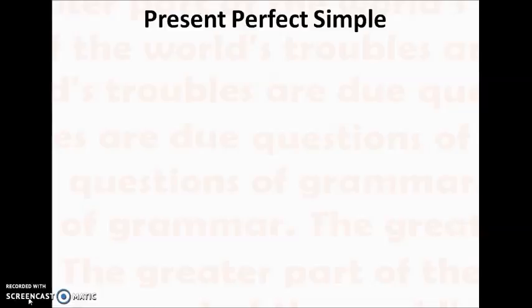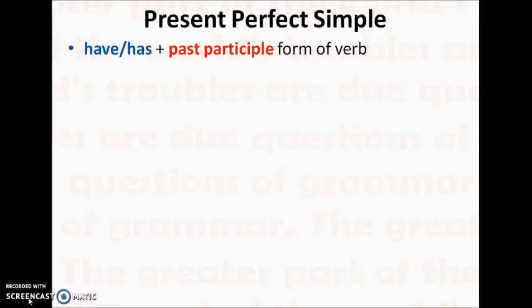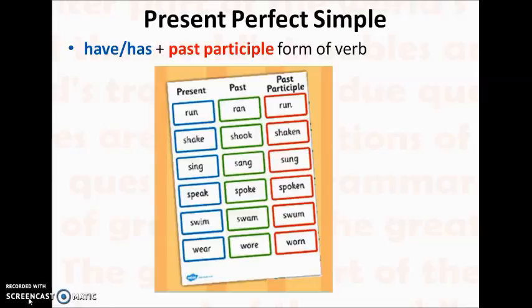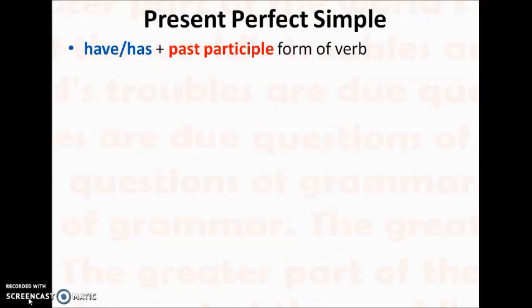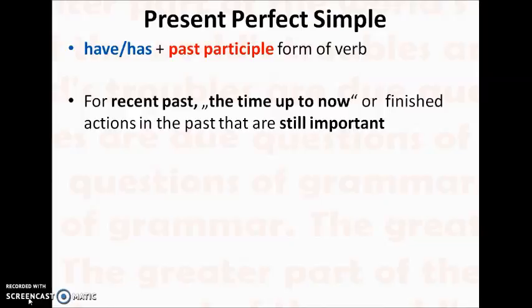We can also express past actions using the present perfect simple tense. In this tense, we put have or has before the past participle form or third form of a verb, for example, shaken, spoken, run, and so on. We use present perfect simple to talk about events in recent past which still affect the present or in the time up to now, or for finished actions in the past that are still important.